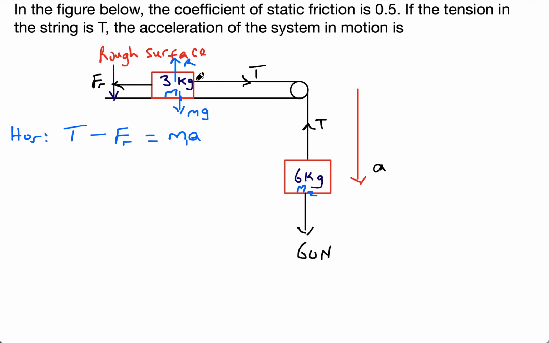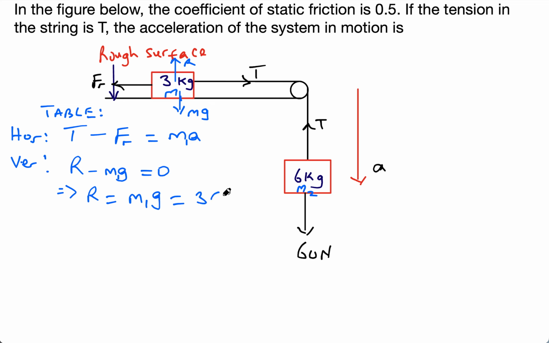So quickly, the vertical component for the table. Now for the vertical component on this table, what we know is that R minus mg will be equal to 0. Why is that so? Because there is no movement in the vertical, so the acceleration is 0. Therefore, R will be equal to m1g. In this case, that would be 3 times 10, which is 30 newtons.